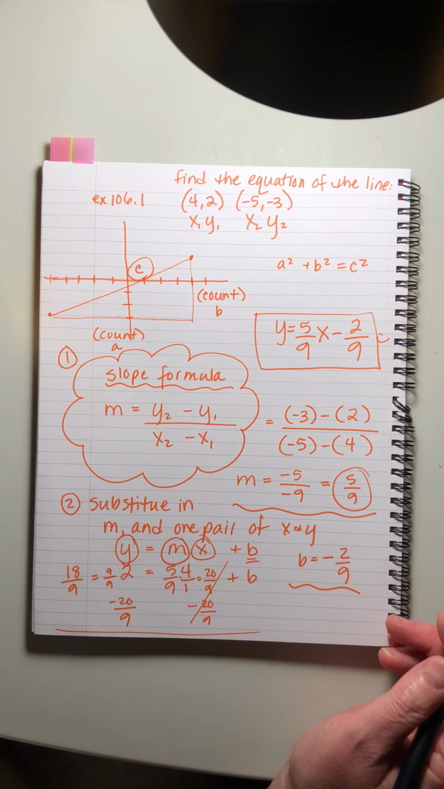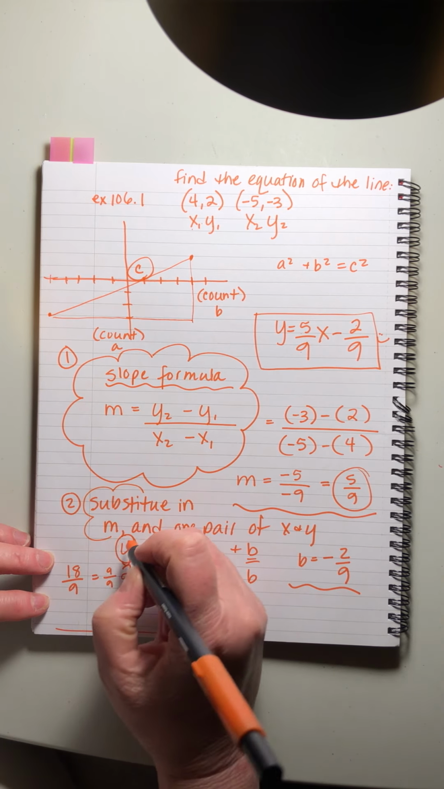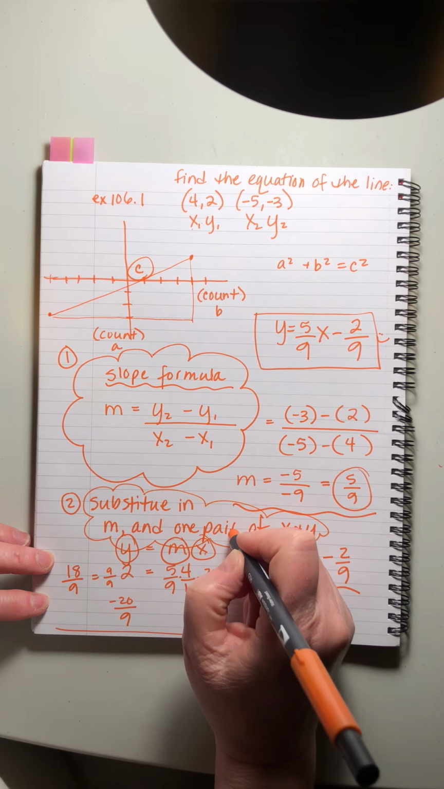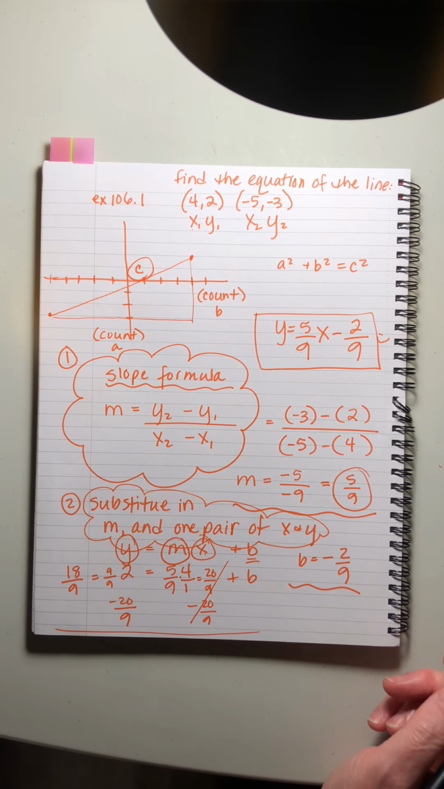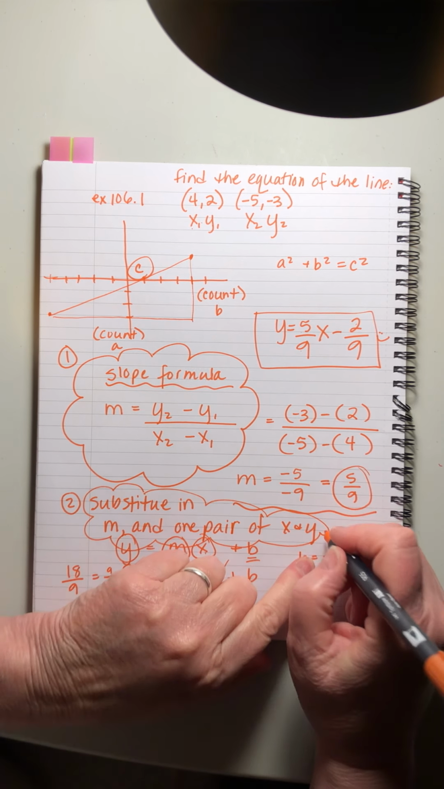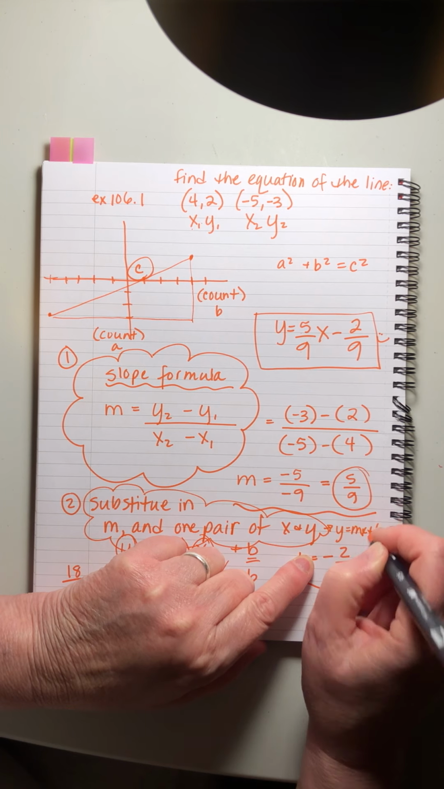Okay, there's two more to do. These are the steps we're going to follow. Let me just puffy cloud of knowledge this. And that says one pair, not one pale. Substitute in M and one pair of X and Y into Y equals MX plus B. That's what we're plugging into.